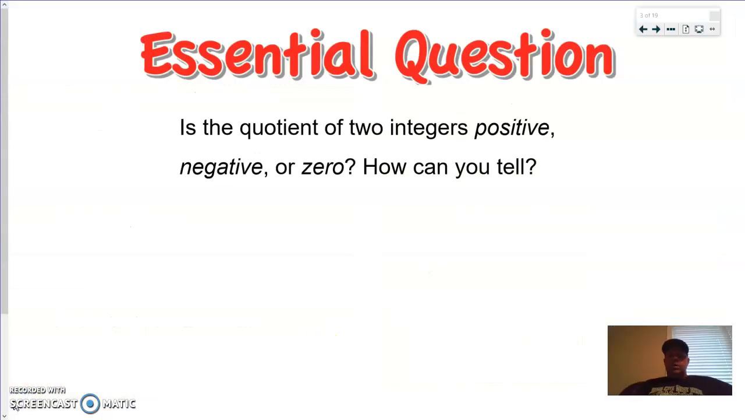Our essential question today is very similar to yesterday. Is the quotient of two integers positive, negative, or zero, and how can you tell? Yesterday we talked about the product. Today we're going to talk about the quotient. Again, quotient is the answer to a division problem.